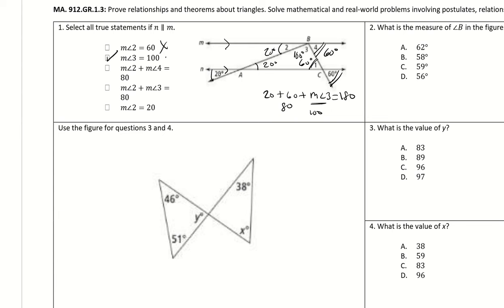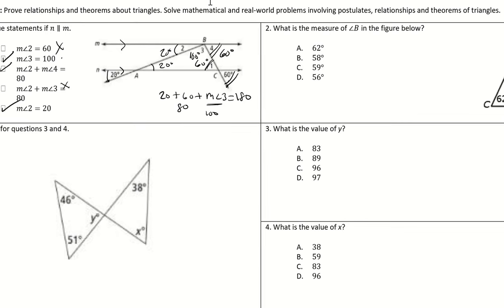That looks good. It looks like we have all the angles, so we should be able to answer the rest of the questions. Angle 2 and 4 add up to 80. Is that true? Angle 2 is 20, and angle 4 is 60. Yeah, 20 plus 60 is 80, so that's good. Angle 2 and 3 add up to 180. Angle 2 is 20, and angle 3 is 100. No, they add up to 120, so this is not true. And angle 2 is 20. Yeah, so this is true. All right, so we have our three choices.